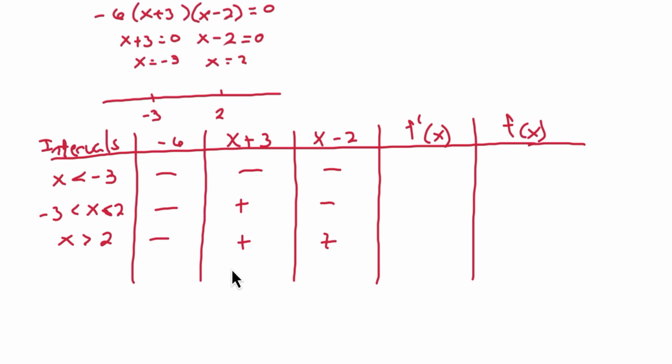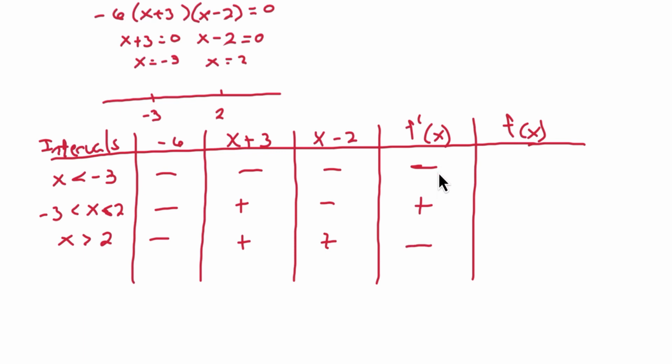Now for f prime, we're multiplying across negative, negative, negative. 3 negatives when multiplying would give us a negative. Negative times negative is a positive. And then negative, positive, positive will give us a negative.